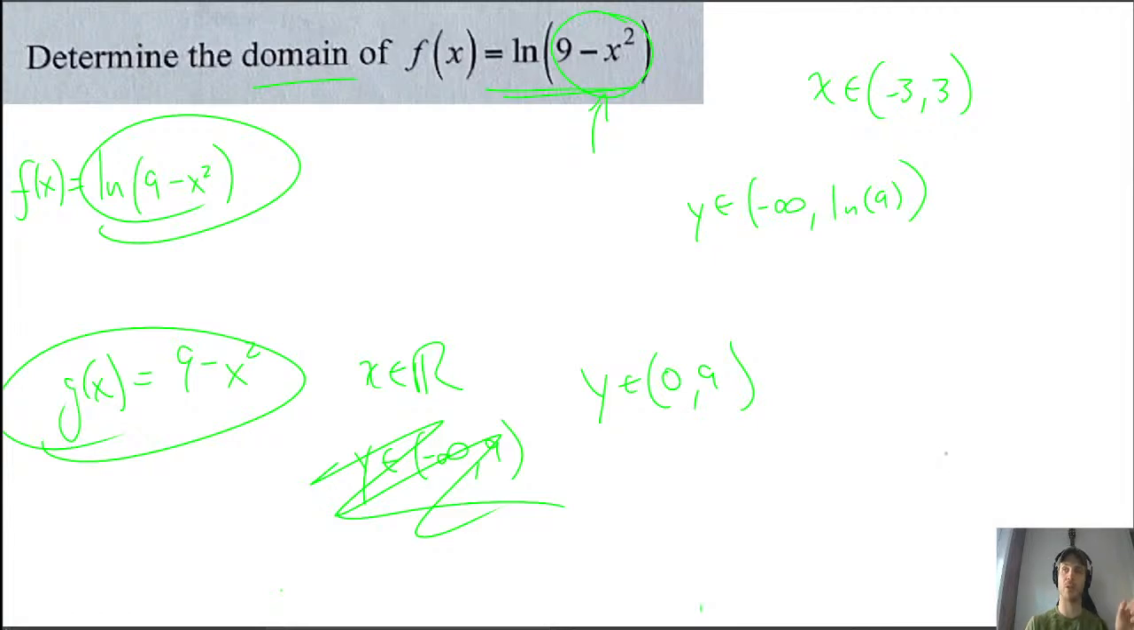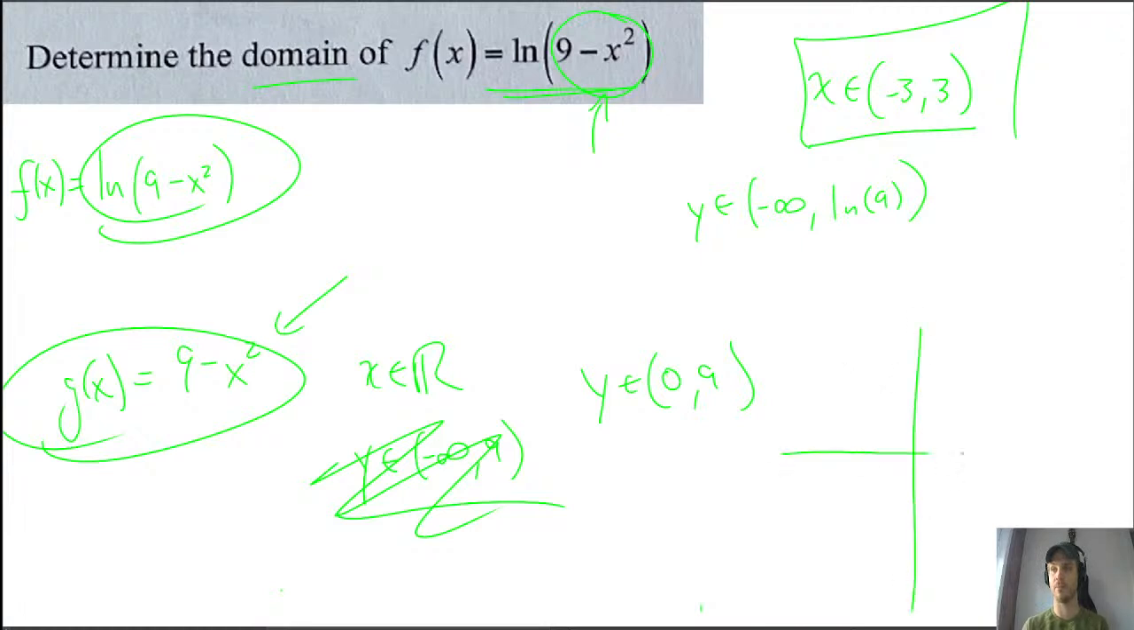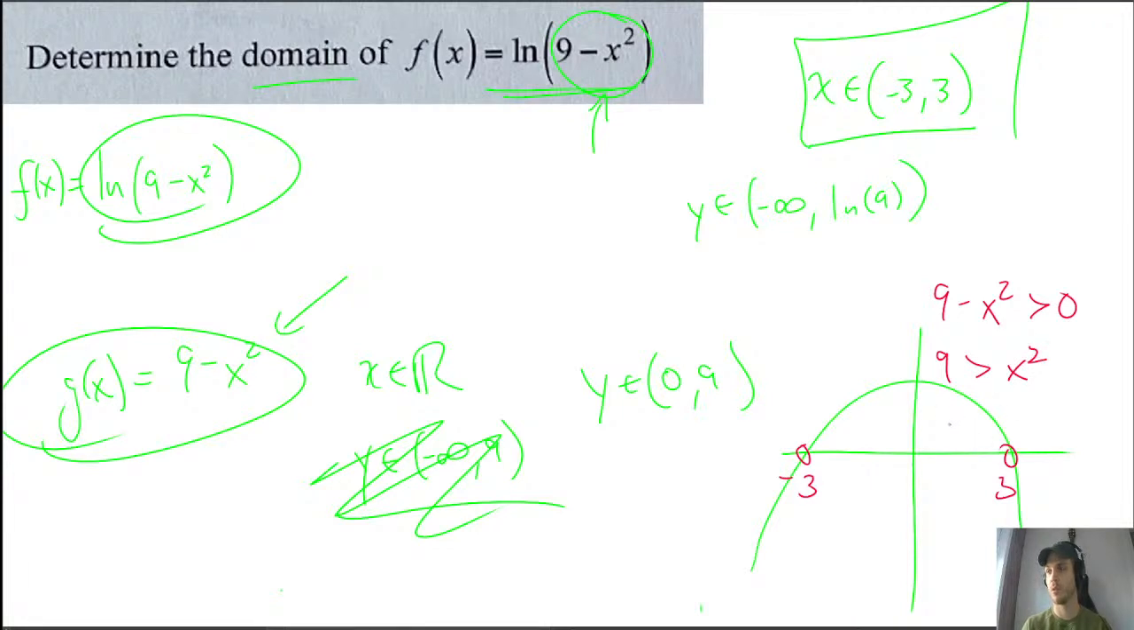So now let's work backwards. What x's go into g and cause numbers to come out, which are between 0 and 9? That's going to be numbers between the roots here, -3 and 3. And just be really comfortable solving this inequality. Okay, -3 and 3 will give that.